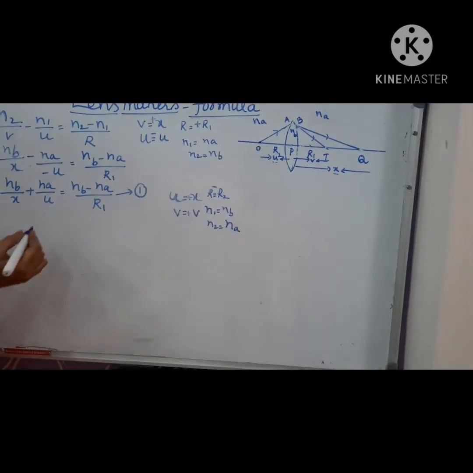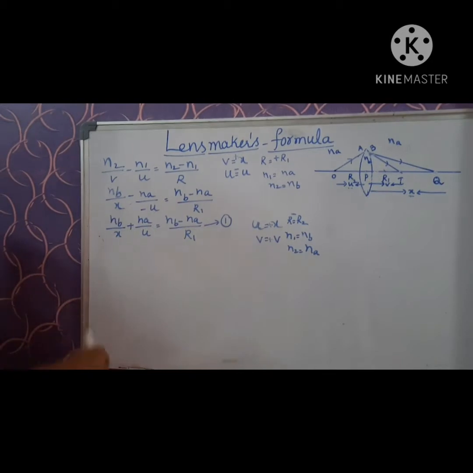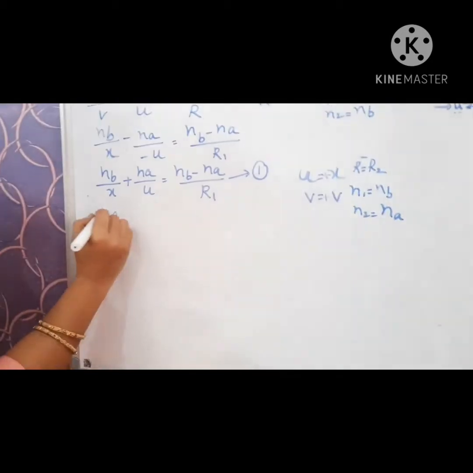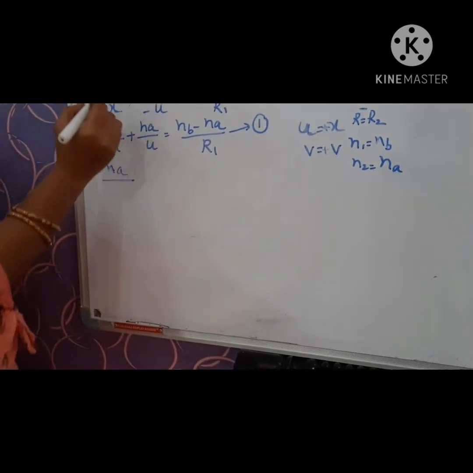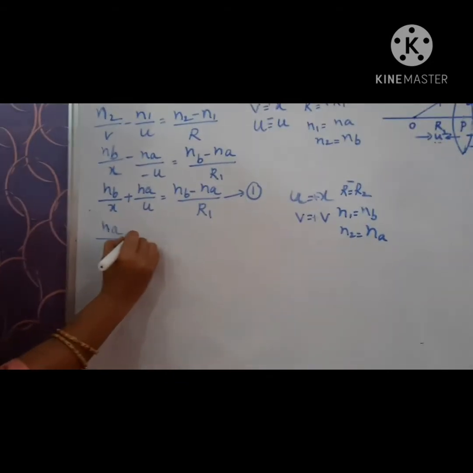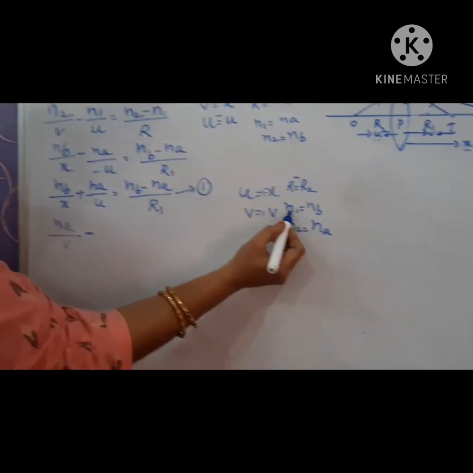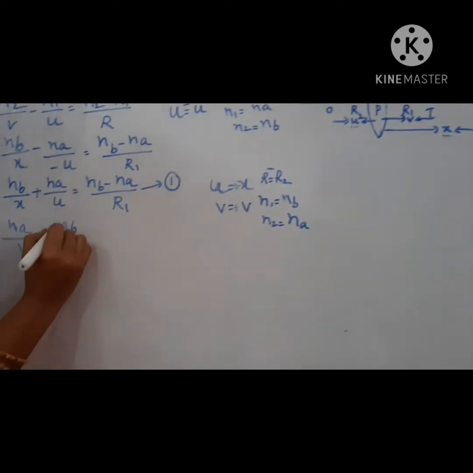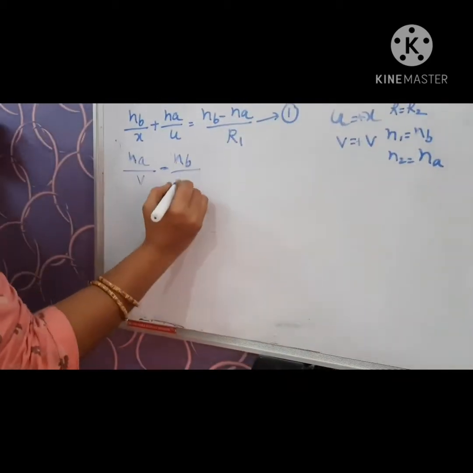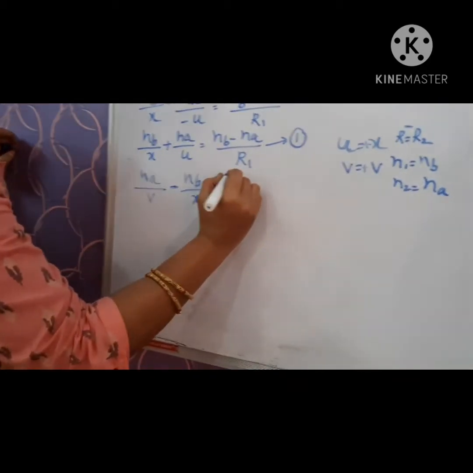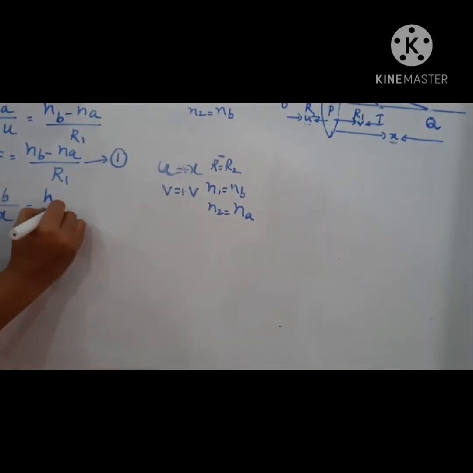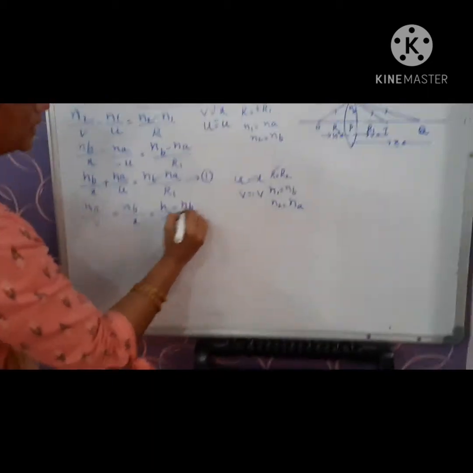So by applying these values in this given equation, N2 here is Na, by V, and minus N1, which is Nb, by U. The object distance is X, equal to Nb. What is Nb or N2? N2 is Na, minus Nb, by R1.